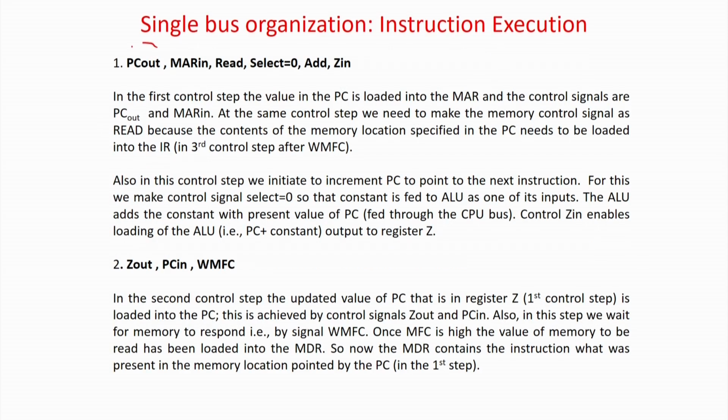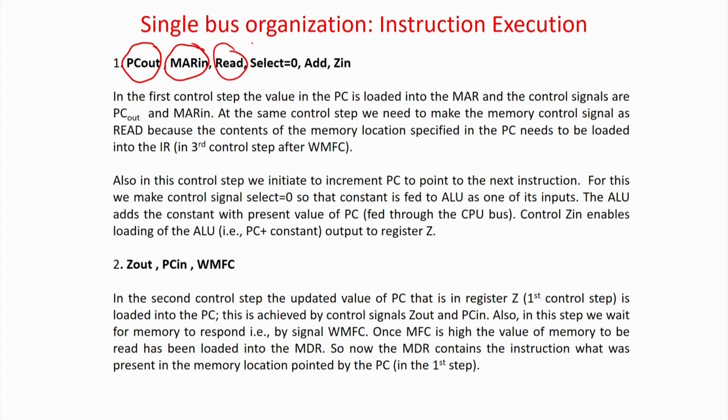Program counter value is PC out. PC out means the value of program counter will be dumped to the memory bus. Now, where will it go? It will go to the memory address register in. That means the value of program counter will go to the memory address register. That means now you are pointing to the next instruction which has to be fetched. You are making it read, that is, the memory is in read mode.